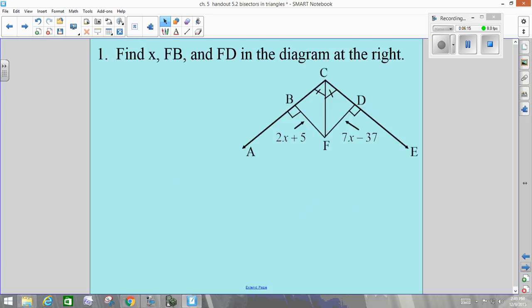Your homework has no proofs on it, that's why I skipped the proofs. Your homework is all application. It's applying those theorems. Okay. So for number 1, find x, FB, FD in the diagram at the right. So what are we going to do to find the value of x? How do you know they're equal to each other? Or does it show that they're equal distances away?